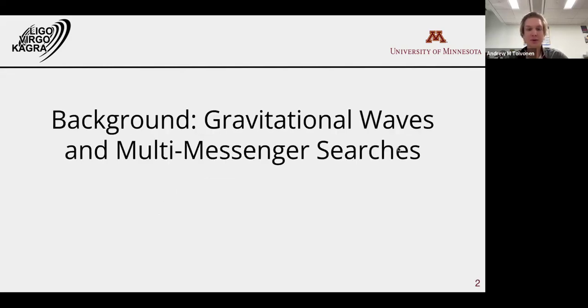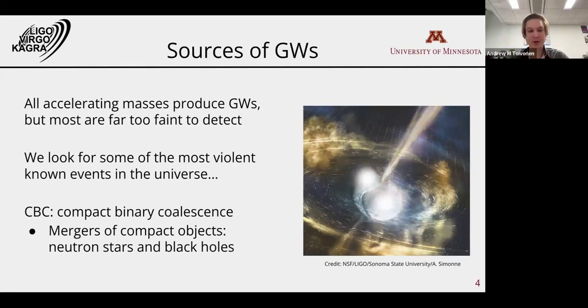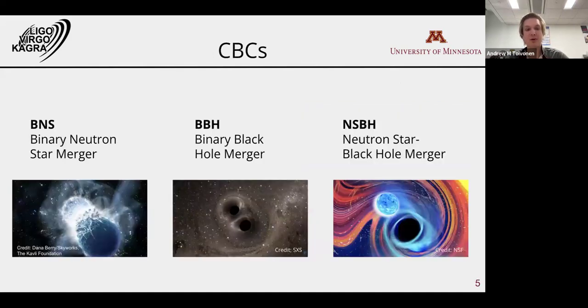I'll get started with a little bit of background about gravitational waves and multi-messenger searches. I'm sure many of you are familiar with this, but we're looking for sources of gravitational waves. As far as we've seen so far, those have come from what I'll refer to as CBCs, or compact binary coalescences, which are mergers of compact objects, so neutron stars and black holes. I'll talk about BNS, binary neutron star merger, BBH, binary black hole merger, and NSBH, neutron star black hole merger. I'm particularly interested in the candidate events with the possibility of having a neutron star, so the BNS and the NSBH type, as they're potentially able to produce a kilonova.